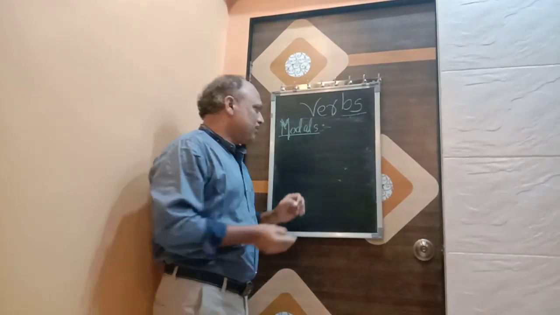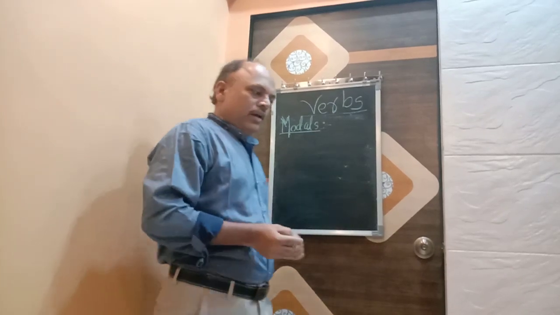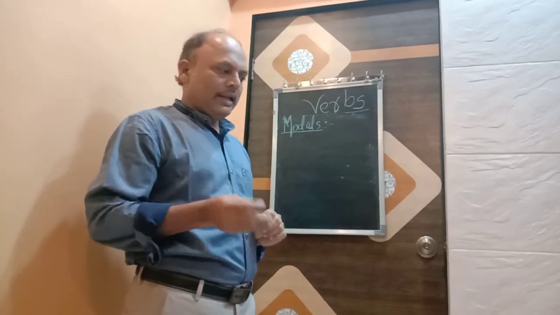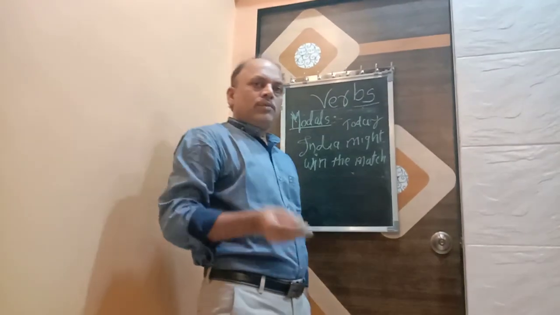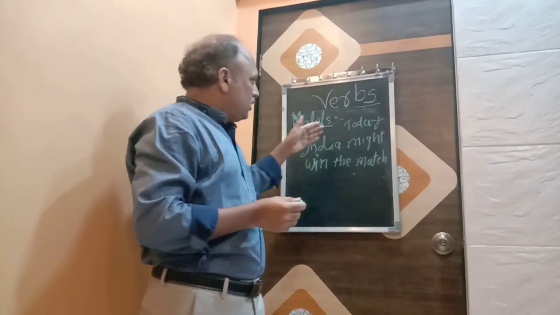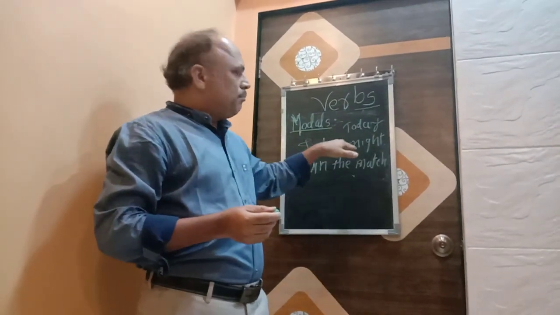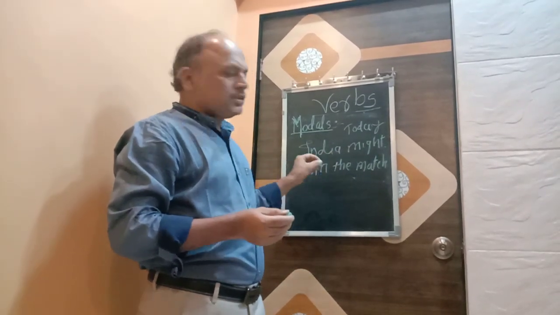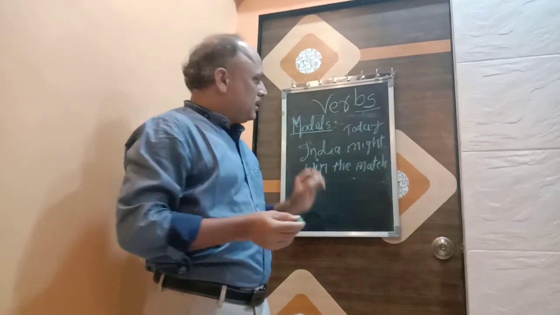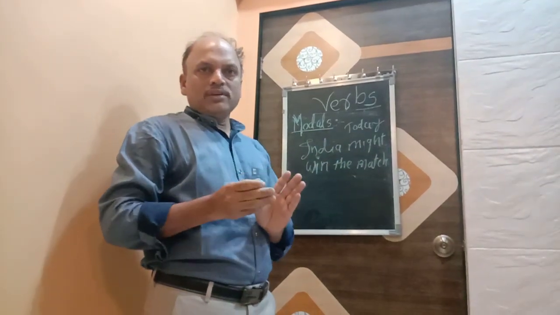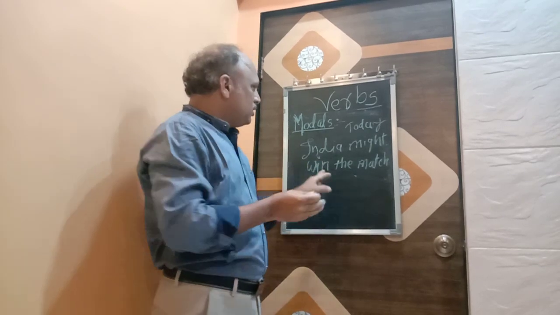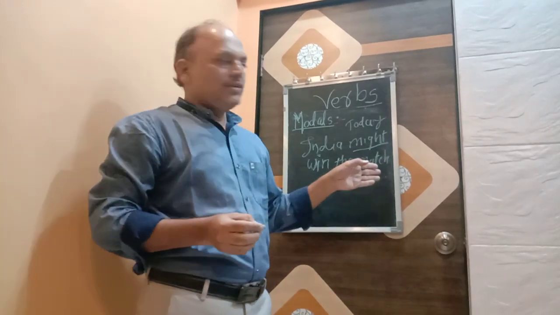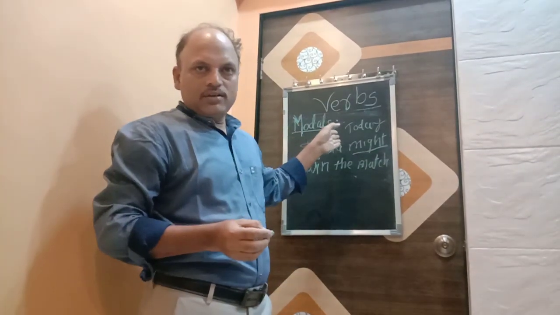I have already told you the example that Rahul can play the violin. He may go to school. With may, there is a prediction that he may go to school. Like this. One more example I will tell you. Today India might win the match. In this sentence, there is a possibility of India winning the match. This sentence tells us the mood of prediction. The word might is an auxiliary verb which tells us the modal.